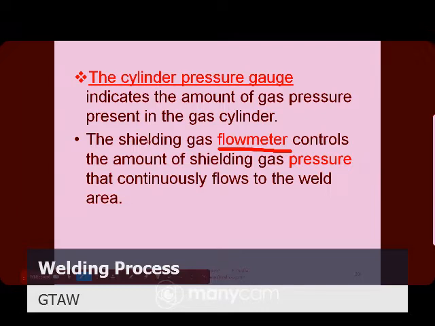So the shielding gas flow meter controls the amount of shielding gas pressure that continuously flows to the weld area. The shielding may be insufficient or too much gas sometimes. It's important to use the desired amount of gas depending on the welding design. Always, before selecting anything, it is important to understand the welding design.